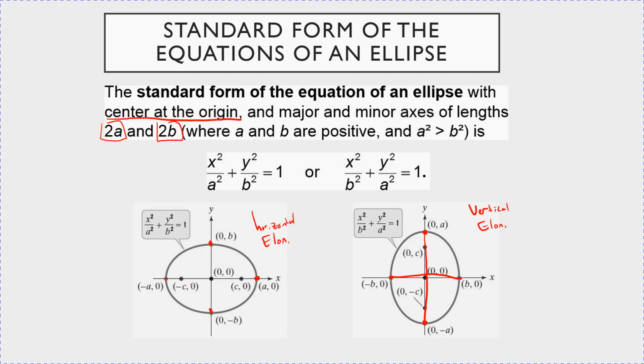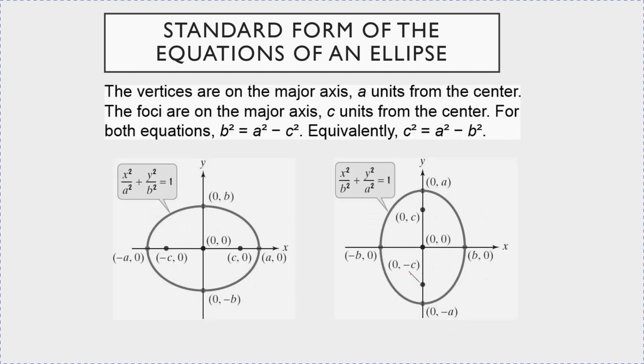And you can see I have these other points here: (negative c, 0) and (c, 0), and over here (0, c) and (0, negative c). These are the foci, and there's a very simple formula for helping us find the foci. The vertices on the major axis are a units from the center. The foci are on the major axis, c units from the center.